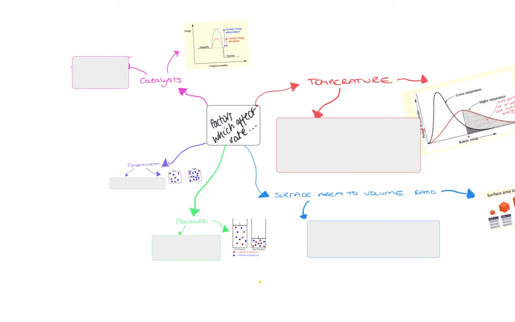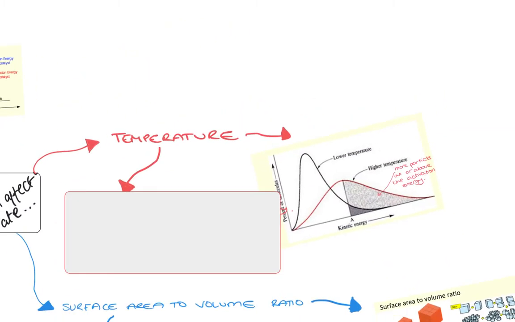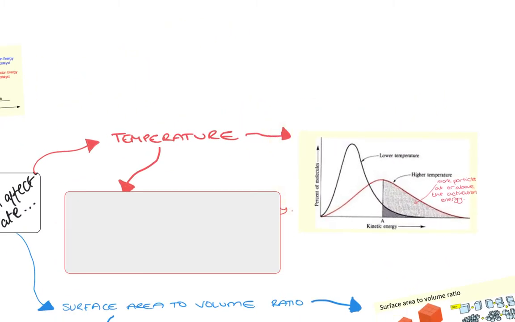Now, first of all, let's talk about temperature. So here you can see a little graph that shows what we mean when we talk about how increasing temperature increases the rate of reaction. You have 2 curves here. The first curve shows you particles at a lower temperature, and the second curve shows you particles at a higher temperature. The A on the x-axis shows you the point at which you have reached the activation energy.